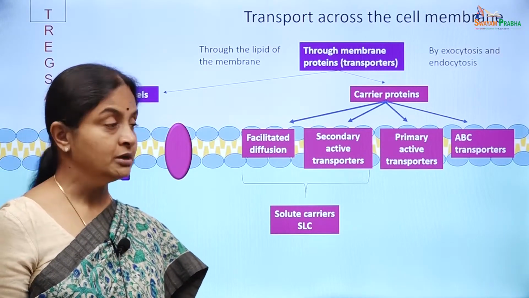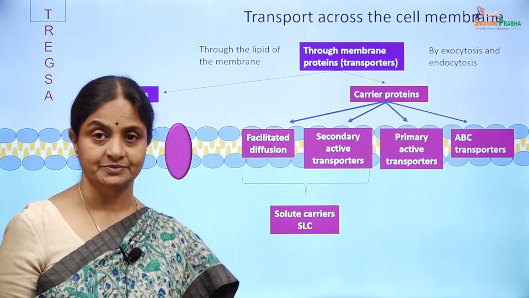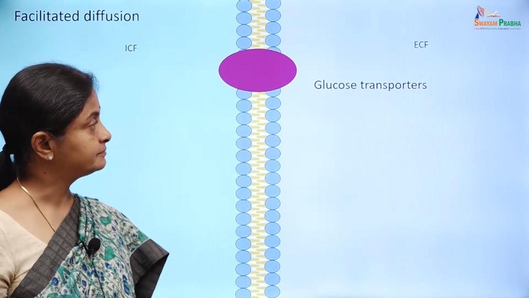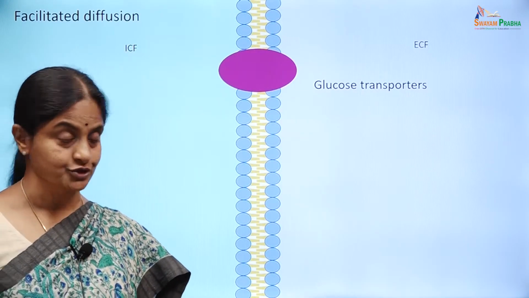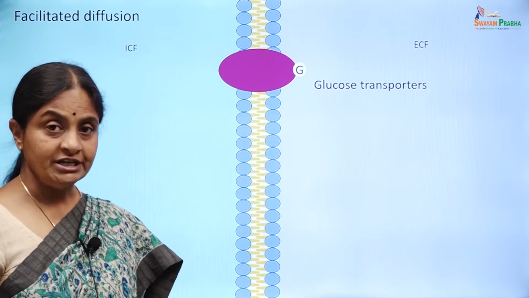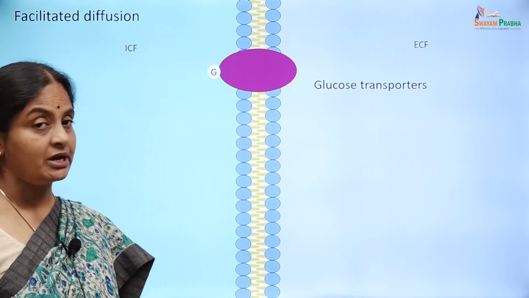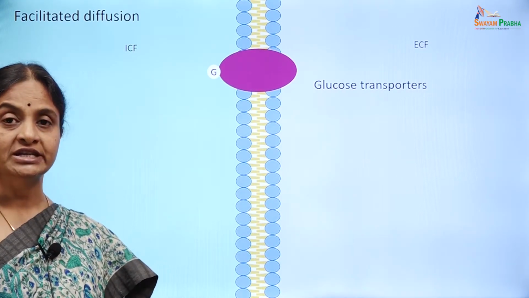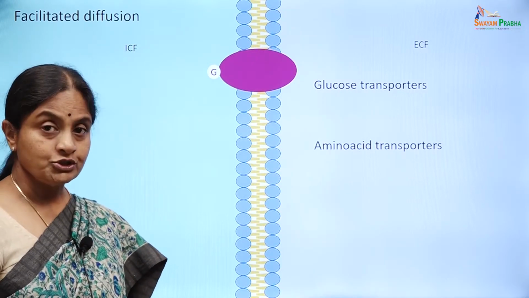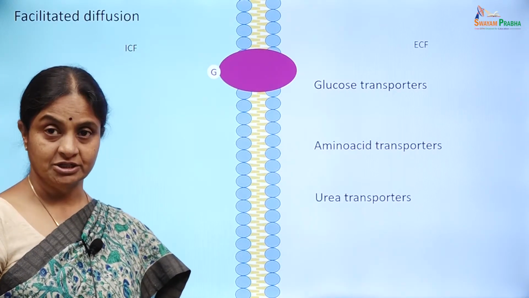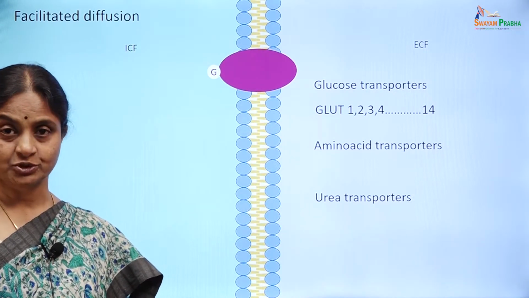We will now move on to a discussion on facilitated diffusion mechanisms. Glucose transporter is the best example for facilitated diffusion. We already saw that glucose binds to one face of the transporter, and the transporter has to undergo conformational changes to release glucose on the other side. There are also amino acid transporters and urea transporters. We will discuss a little more about glucose transporters.